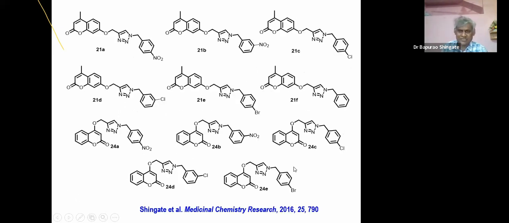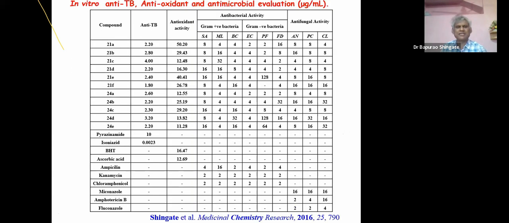And these are the structures of all the coumarin-based 1,2,3-triazoles, characterized by means of spectroscopic techniques and screened for their anti-tubercular activity against the MTB H37Ra strain, antioxidant activity, as well as antibacterial activity against gram-positive as well as gram-negative bacteria, and antifungal activity.